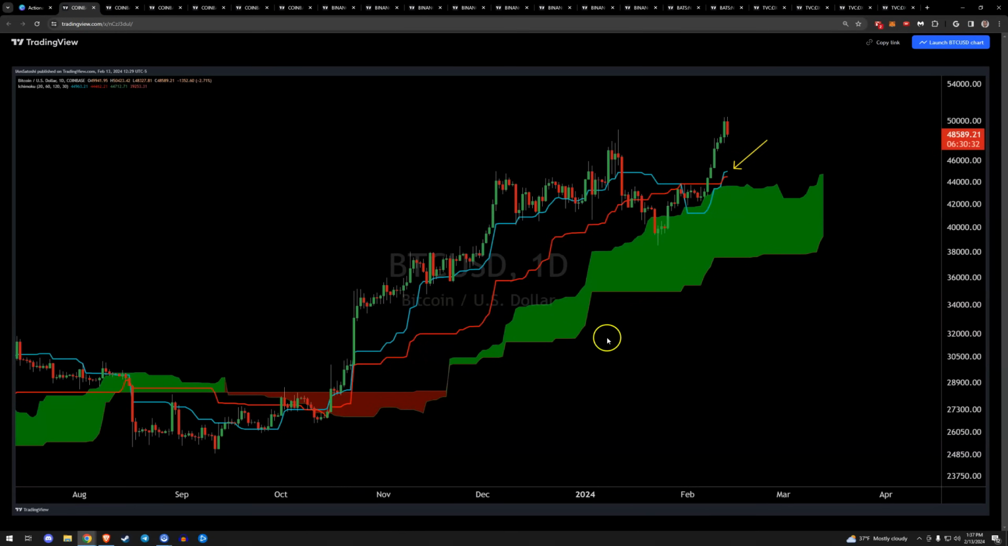If you're unfamiliar with the cloud, the blue line here is the Tenkan. The red line is the Kijun, and I'm sure I'm butchering the pronunciations of those. The cloud itself is this green section here. This is a bullish cloud. This is a bearish cloud down here. And you can see since 28, we transitioned from below the cloud, bearish TK cross, bearish cloud, to above the cloud, bullish TK cross.